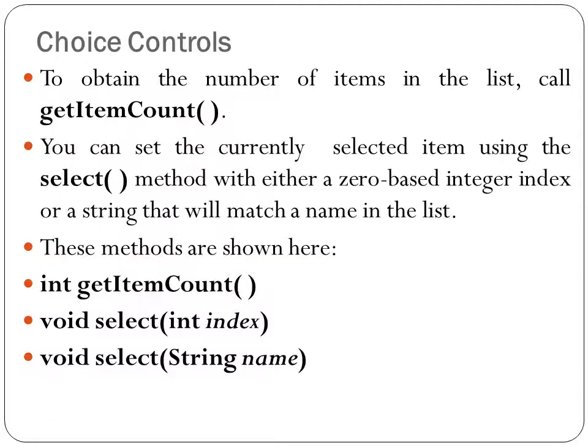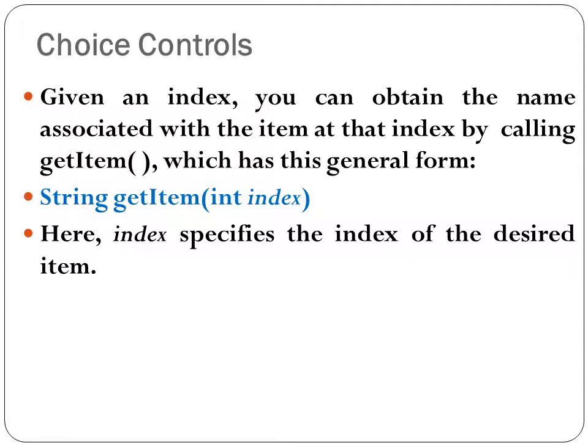If you want to obtain the number of items in the list, we can use getItemCount. Also, we can select an item through the program using the select method. For the item you want to select, you have to pass either the index of the item or the name of that item to the select method. If you give an index to the getItem method, that method will return the name associated with the item at that index. Suppose you give getItem at position 1, it will return the name of the item at position 1. So the index here specifies the index of the desired item.